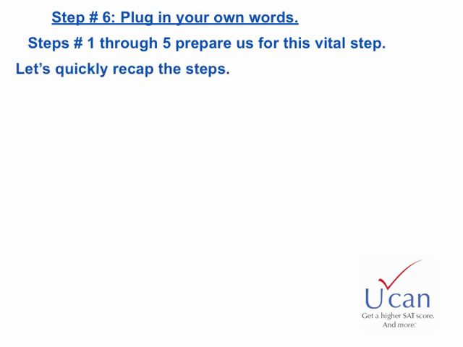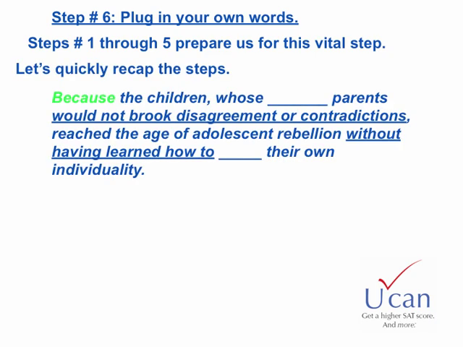So, a quick recap again. We know that this is a cause and effect logical pattern. We know basically what the problem word brook means. Brook again means to tolerate. We basically know what the keywords are: will not brook disagreement or contradictions, and without having learned how to. And so we're now ready to figure out what belongs in the first blank.